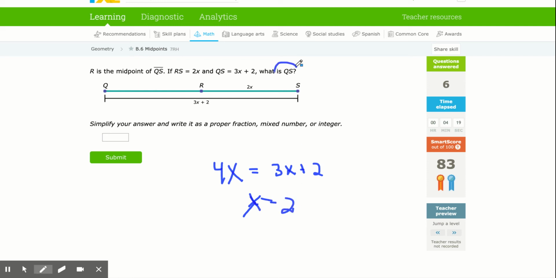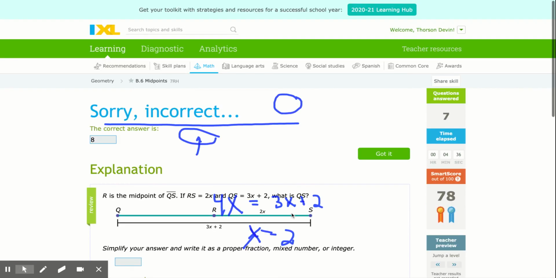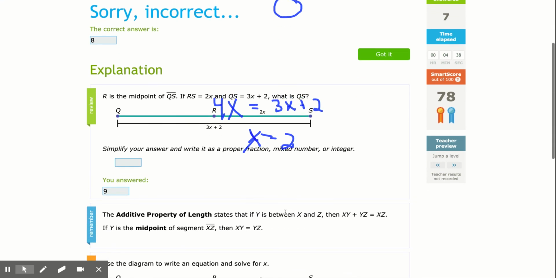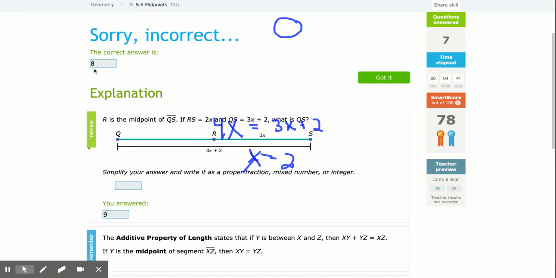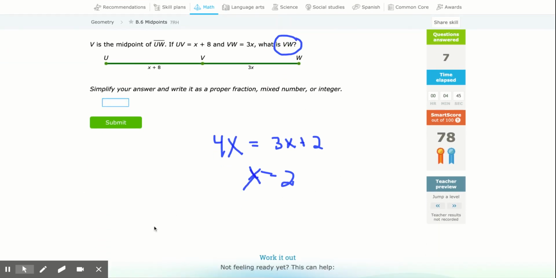Then I come up here and it says, what is the length of QS? Now be careful, QS is the whole entire length of the line. So I've got to use this 3x plus 2 with the value of 2 for x. Plug a 2 in there, 3 times 2 is 6, 6 plus 2 is 8. The whole entire length of the line is 8. And what did I answer? 9. I said 8. The correct answer is 8. I just plugged in the wrong number. So make sure you hit the right number.